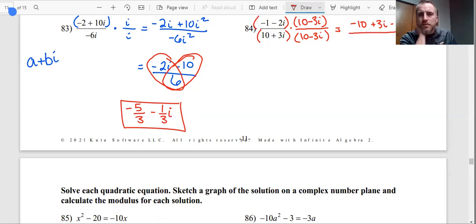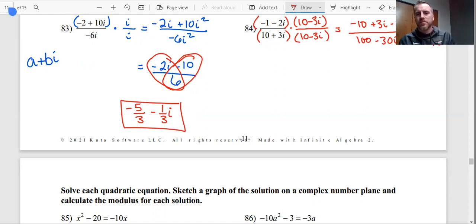10 times 10 makes 100. 10 times negative 3i makes negative 30i. 3i times 10 makes a positive 30i. And 3i times negative 3i is negative 9i squared.